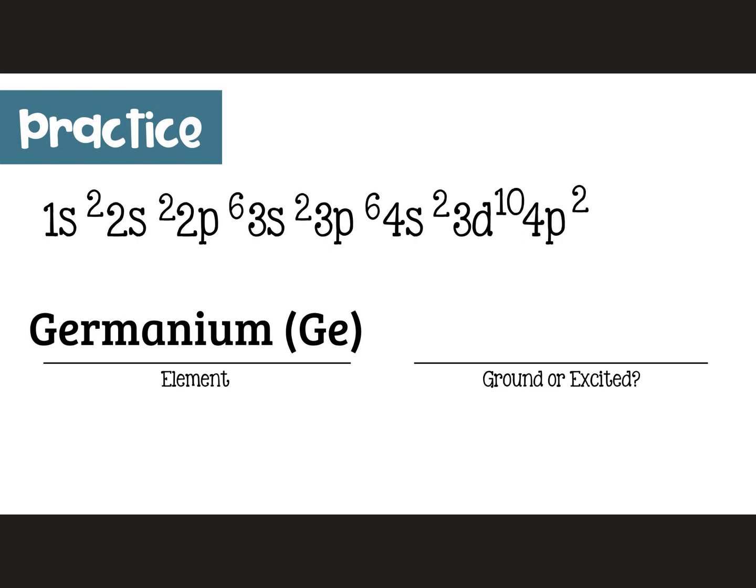Since all the S's have 2, P's have 6, and D's have 10, except for the last orbital, we know that this is the ground state.